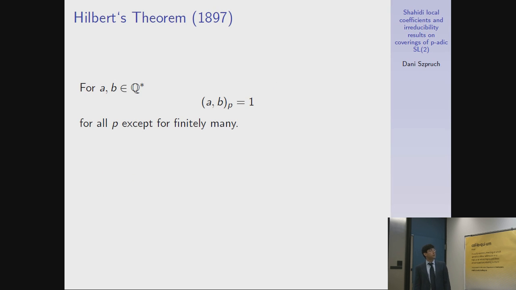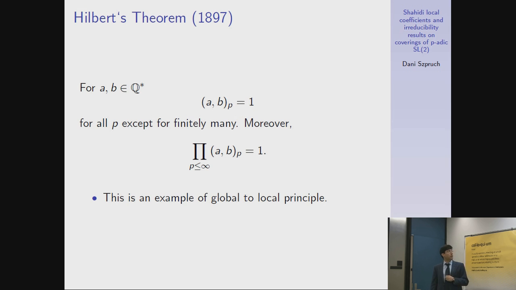You can note that if you start with rationals, and the rationals are embedded in all the p-adic fields, then except for finitely many p, this is always 1. So we can take the infinite product. It tells us that this infinite product is 1. This is an example of the global to local principle. If you know the Hilbert symbol at all p's but one, then you also know the last one. Moreover, this is nothing but a modern formulation of Gauss' quadratic reciprocity law.